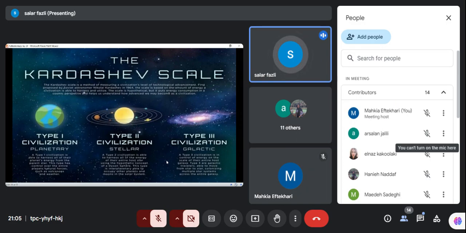So a type 2 civilization, known as stellar civilization, can harness the total energy output of its star. This could be achieved using a construction like a Dyson sphere. A Dyson sphere is a kind of construction that this kind of civilization is going to build around its own star in order to harness the total amount of energy of its star. So about 10 to the power of 26 watts, equivalent to the energy output of a typical star like our sun.